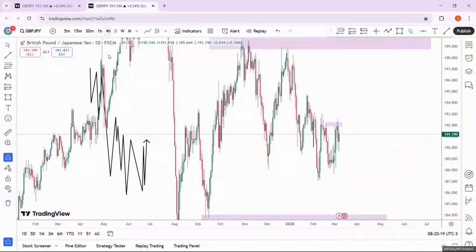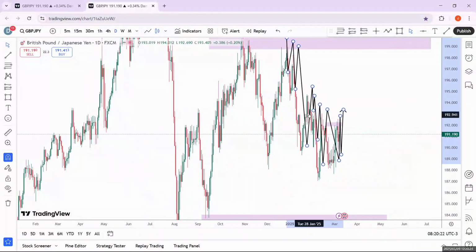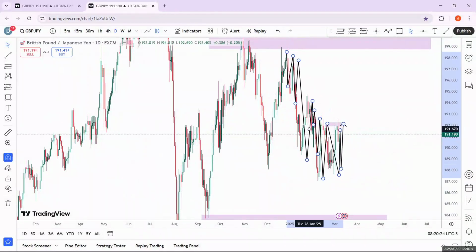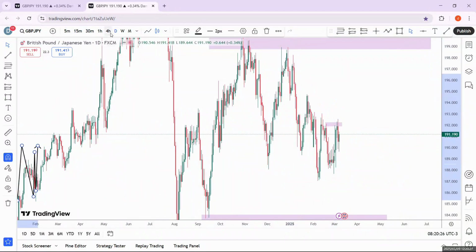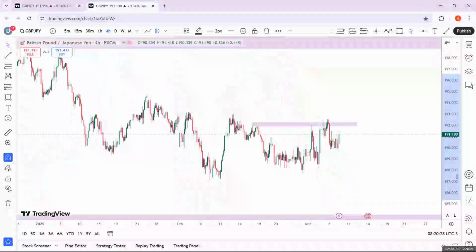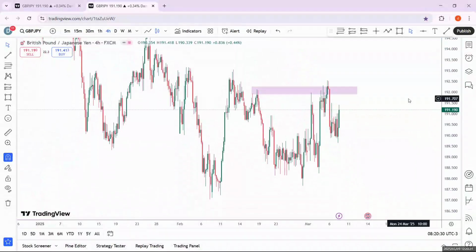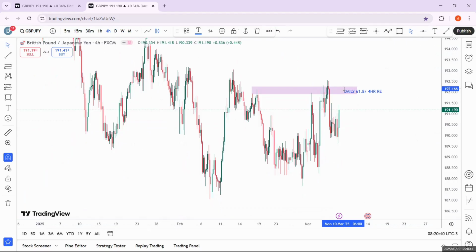Okay, so now let's go back to the 4 hours time frame, but let's put this back because this could be useful. Or let's just take this away. Okay, so let's go to the 4 hours time frame. So on the 4 hours time frame, we saw prices came back to this level right here, which is a daily 61.8 slash 4 hour resistance PRA. Okay, so this level can send prices down, okay, to create a lower low.